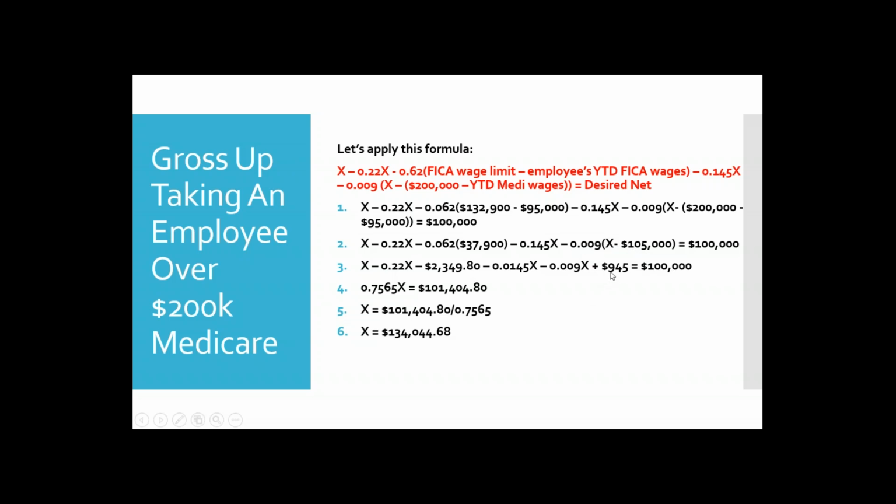And then we'll add up all of our X's and subtract 945 from both sides to give us 0.7565X equals $101,404.80. Solve for X by dividing both sides by 0.7565. X equals $134,044.68.